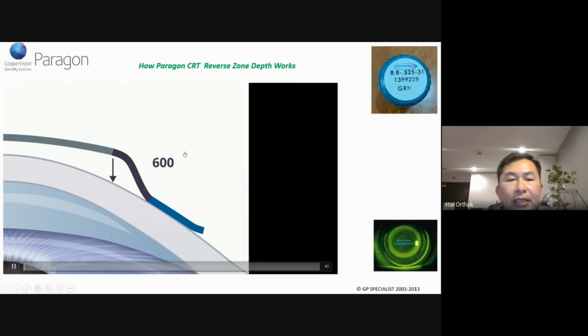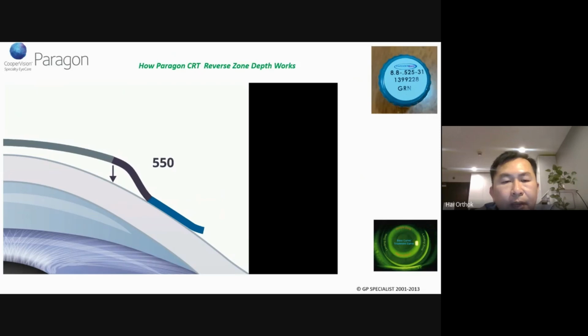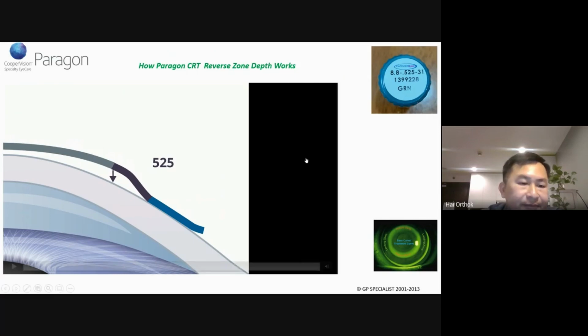And over here, we can see the difference when we reduce the reverse zone depth. When we lower the reverse zone depth, it is similar to when we flatten the alignment curve of the IC lens. But every unit of reverse zone depth, or RZD, in the Paragon CRT is half diopter flatter.